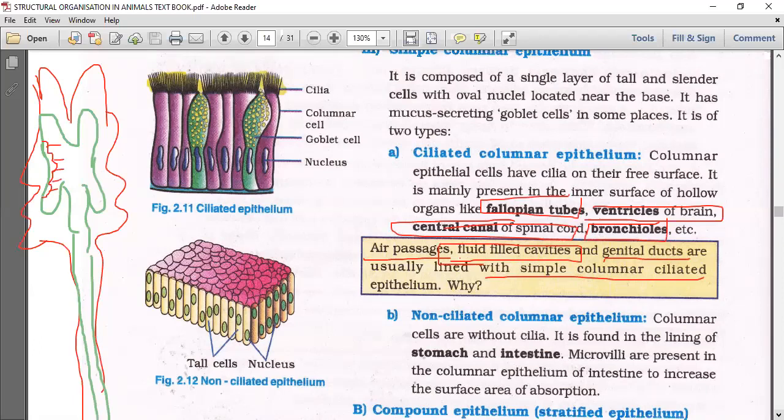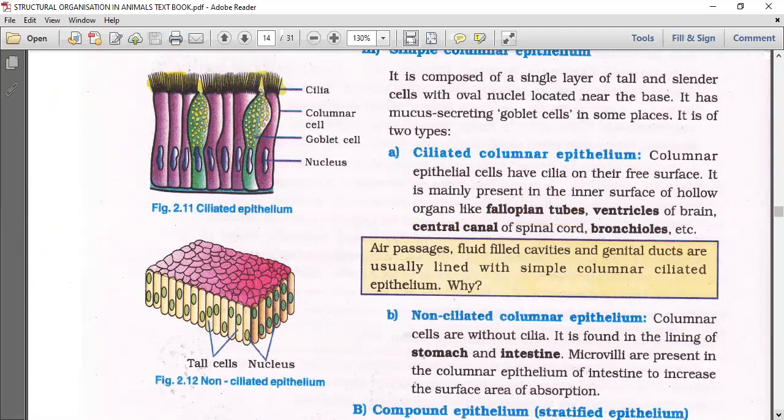They asked the question about the fluid-filled cavity. This is actually a fluid-filled cavity. The total ventricles of the brain and the central canal of the spinal cord form a fluid-filled cavity. So in this cavity, ciliated columnar epithelium is present. Why? Because this fluid needs to move. The movement of the fluid is possible by the cilia. So that's why ciliated epithelium is present here. So we got the answer: the fluid-filled cavities are lined with ciliated columnar epithelium.